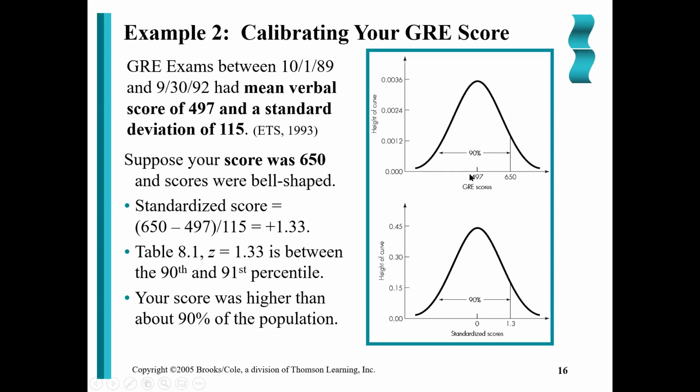If you converted all of these scores here to the standard scores, where the mean is 0, then 1.33 is what you scored here, is also 90% of that's to the left also. 90% of the scores are less than a standard score of 1.33. Okay. Any questions about that? So this is the 90th percentile. You did better than 90% of the people taking this test.